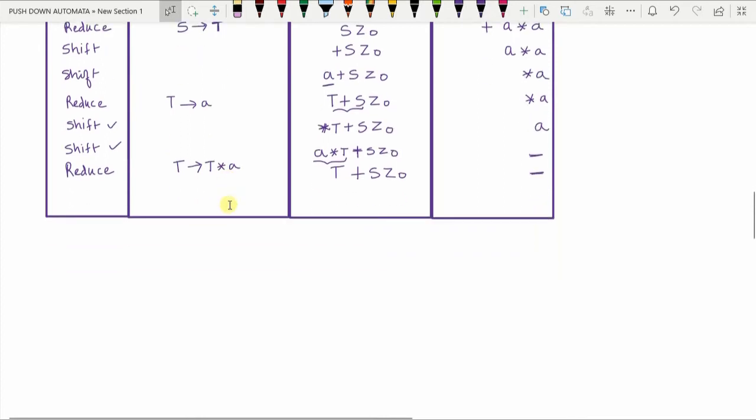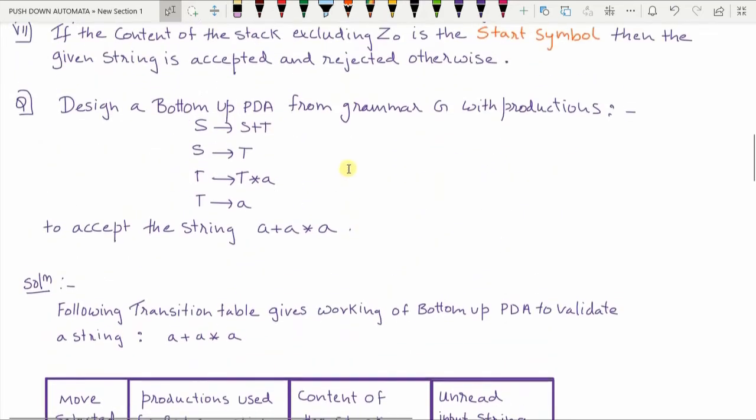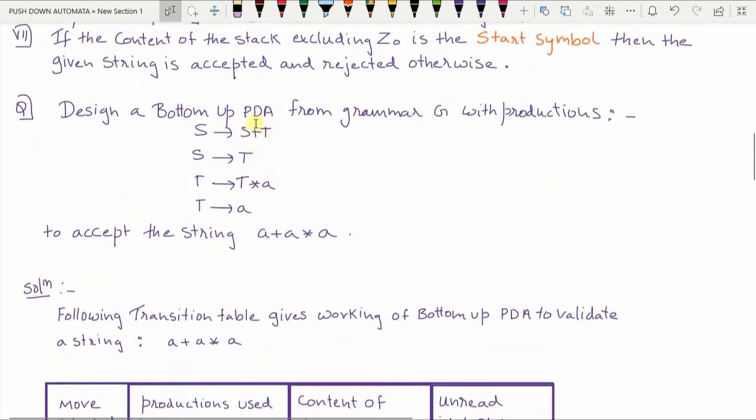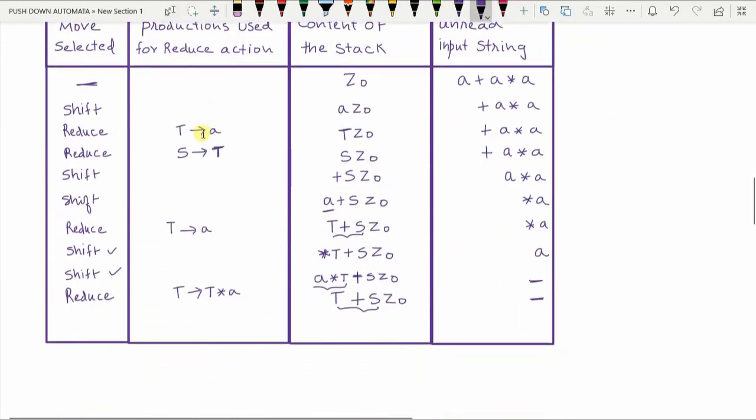And now what is there on the stack? The full string, that is T plus S. When you read from bottom to top, it will be read as S plus T. The string on the stack now is S plus T. So now can I use this production S gives S plus T? Can I replace this whole thing with the start symbol? Yes. So finally I will use a reduce action.